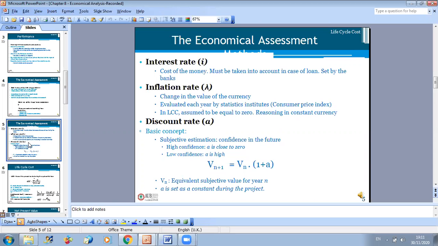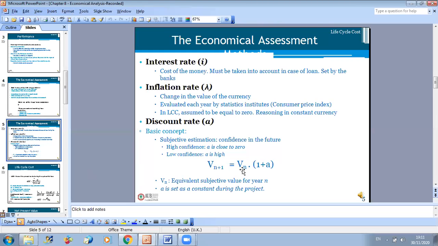Now, the third factor is the discount rate. And what is the idea of the discount rate? It's related also to the value of the money. So what can I buy with this amount? Okay. So if we say, for example, that in this year, let's say at year end, I can buy with $1,000.